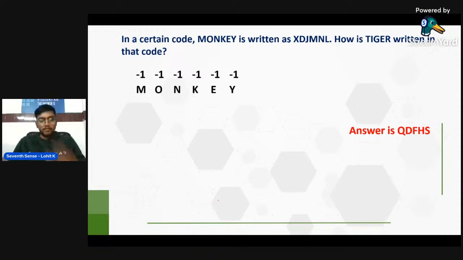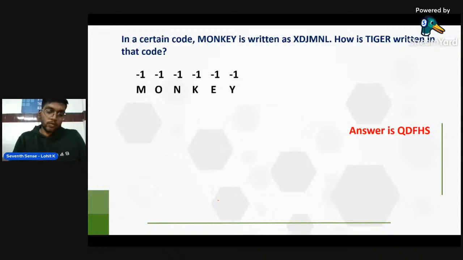What they have done here is they have taken the minus one of monkey. M minus one is L, because 13 minus one is 12. O minus one, 15 minus one is 14, that is N. N minus one is M, because 14 minus one is 13. K is 11, and 11 minus one is 10, which represents J.